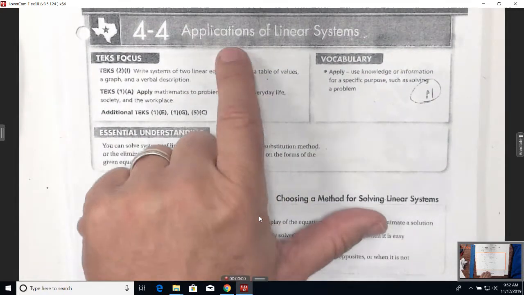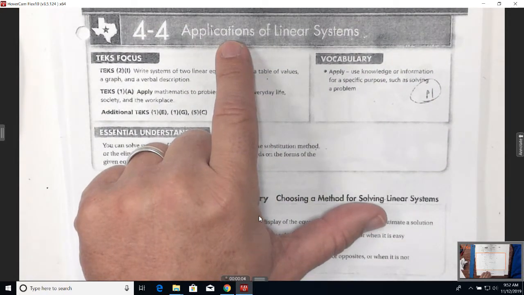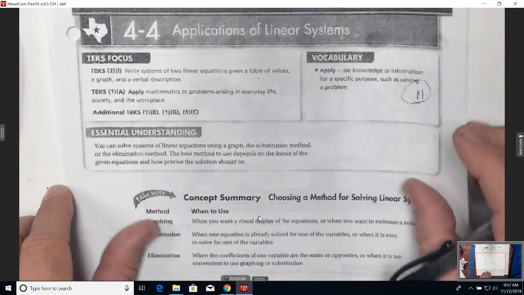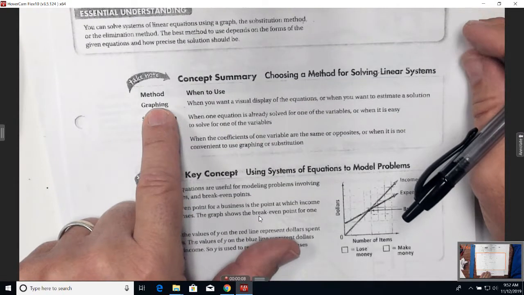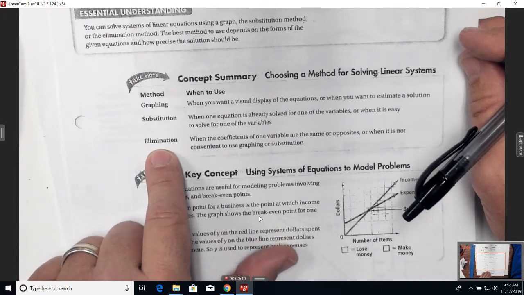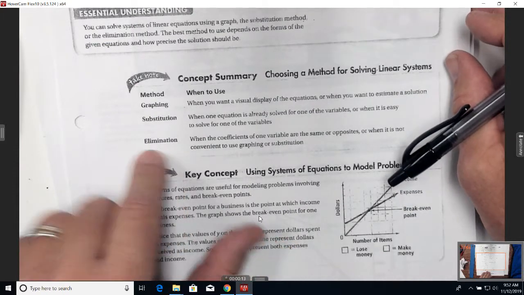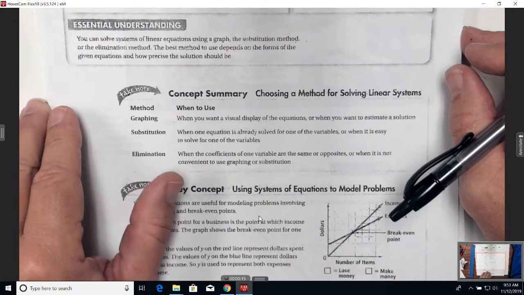What we're looking at today is applications of linear systems. So we're going to look at word problems of when you need to use graphing, substitution, and elimination to solve systems of equations. So we're looking at applications of systems of equations.